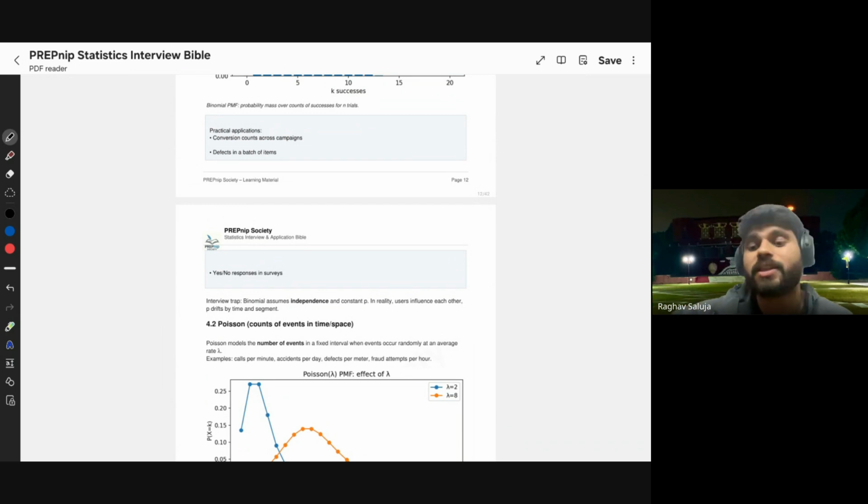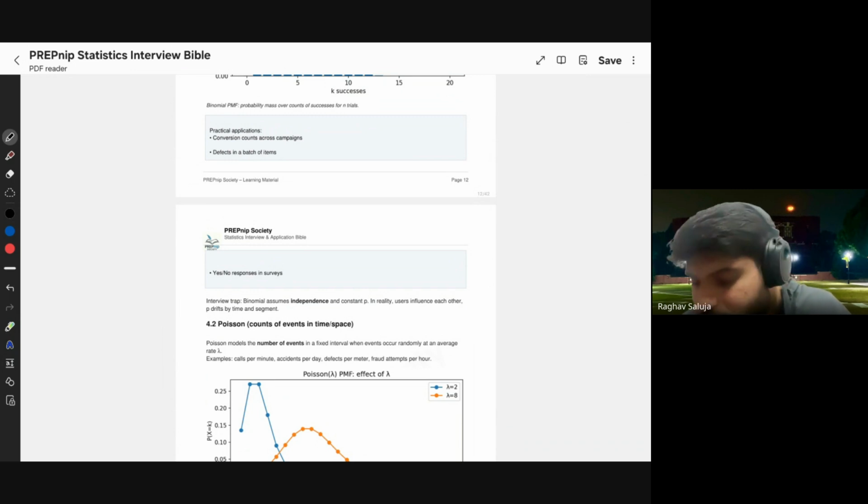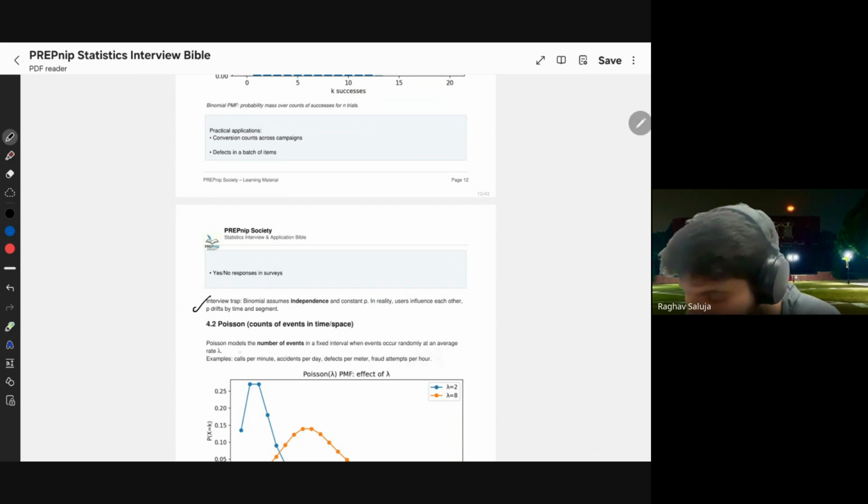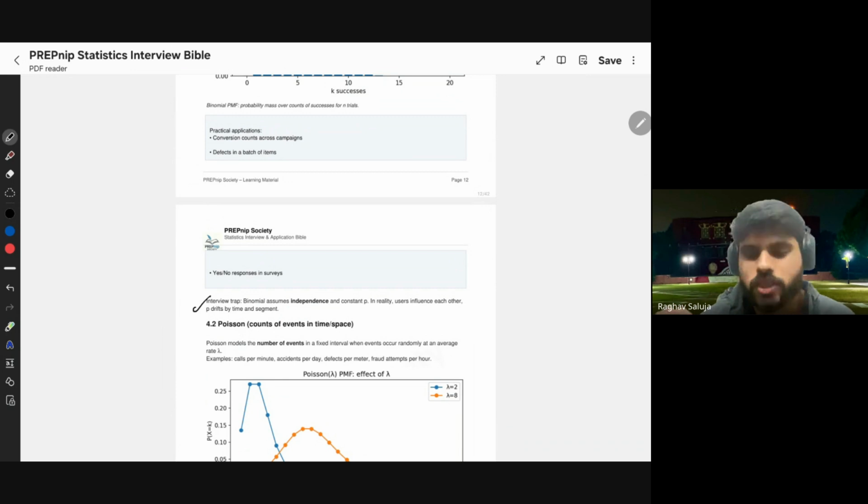So this is the trap for binomial. This is the interview trap. That if the customers talk to each other, or if the independence isn't there, the binomial fails. So remember this part, that binomial assumes independence and constant p, but in reality, if it's not the case, then binomial fails.